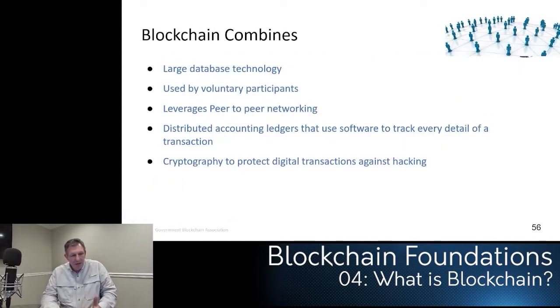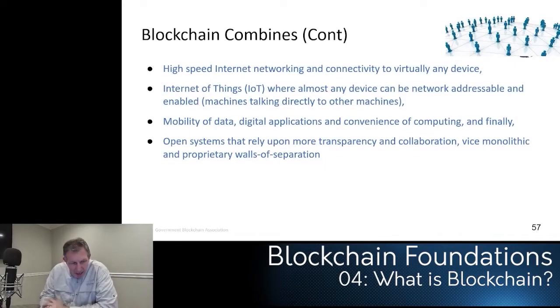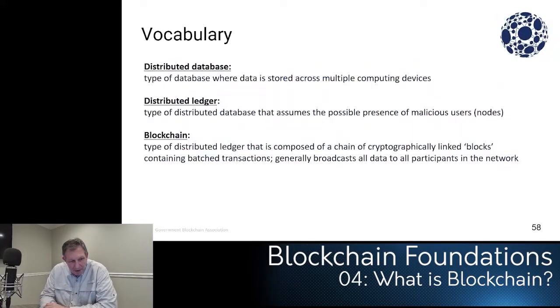It combines a lot of technology that we've had around for a long time, right? Large database technology, the use of voluntary participants, peer-to-peer networking, distributed accounting ledgers, cryptography. All of these things have been around for a long time. And high-speed internet of things. These are all just technology aspects that it all combines. And it's important to understand this vocabulary because you'll hear a lot of people use the term distributed ledger technology. And it's very, very important that you understand the nuances, right?